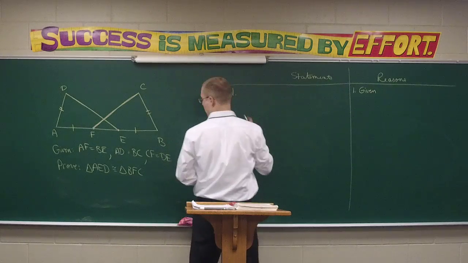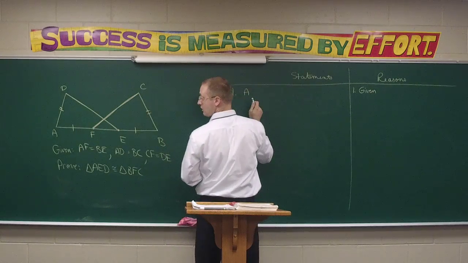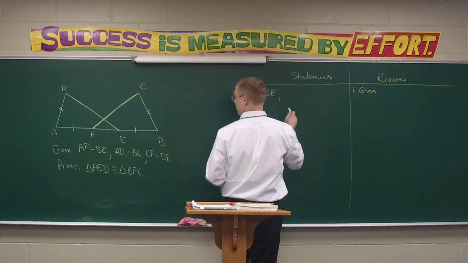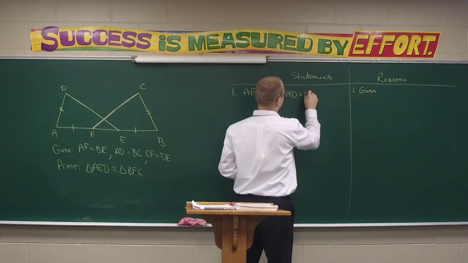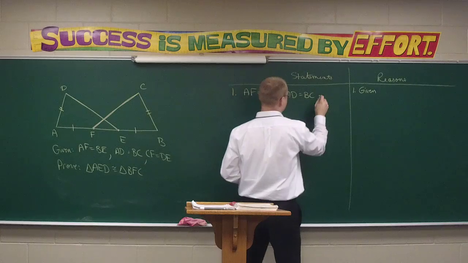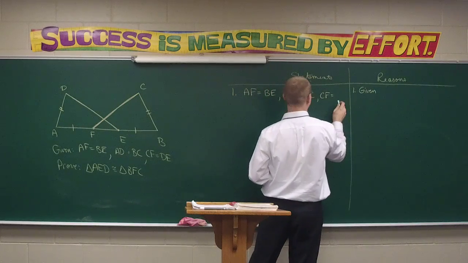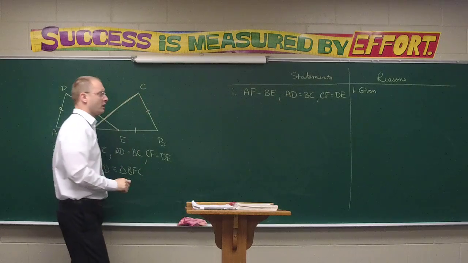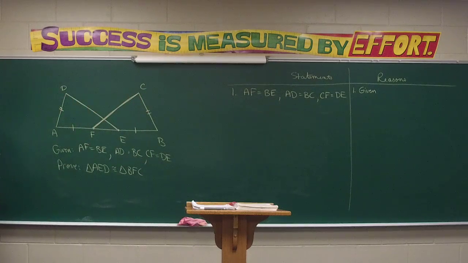Once you've got that down, two columns, statements, reasons. Go and get down your first statement and your first reason. We've got AF equal to BE. We've got AD equal to BC. And we have CF equal to DE. All right, pause the video, Victoria, if you need a little bit more time to get that copied down.